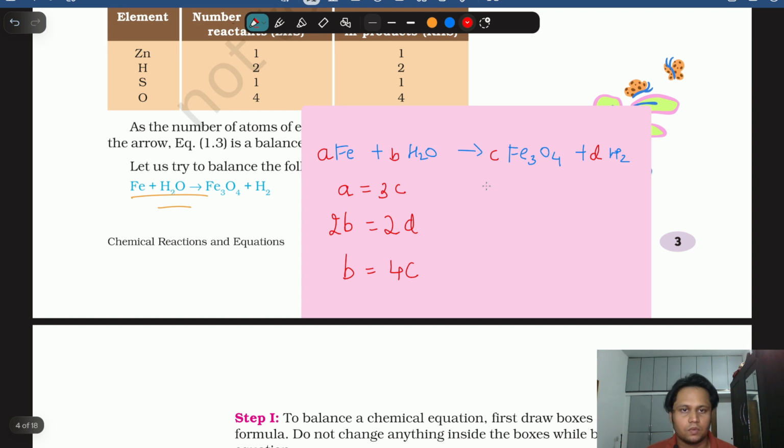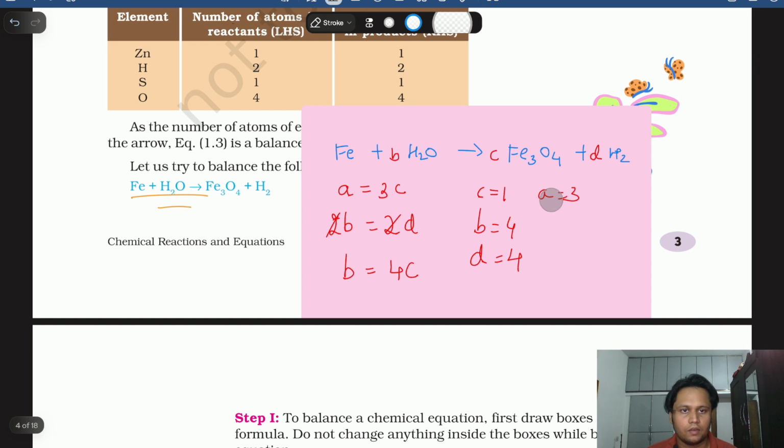So I'll make C as 1. So C is equal to 1, which in turn means A is equal to 3, because C is equal to 1, A is equal to 3. Now C is equal to 1 we have made, so B becomes equal to 4, because C is equal to 1, so B is equal to 4. Now if you solve this equation, this 2 cancels, so B is equal to D, which in turn means D is also equal to 4. Now we just need to replace the coefficients.